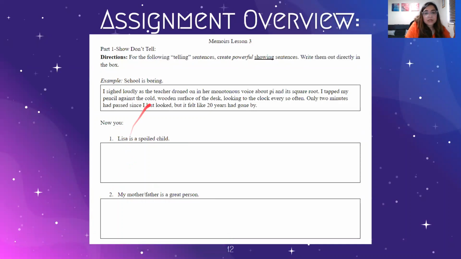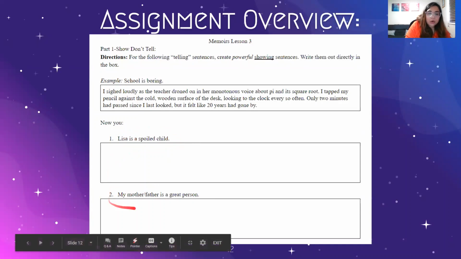And what you guys are going to do is you're going to use your descriptive language, your figurative detail. You're going to follow the steps that I just showed you, right? Write things down. Try to put yourself in that position. And you're going to describe, you're going to show how Lisa is a spoiled child. You're going to show why your father is a great person.